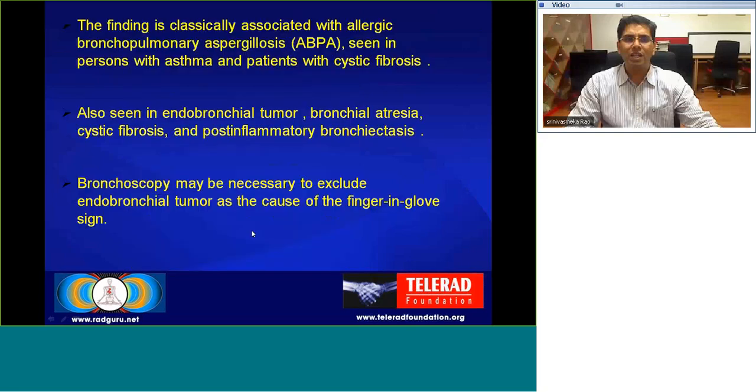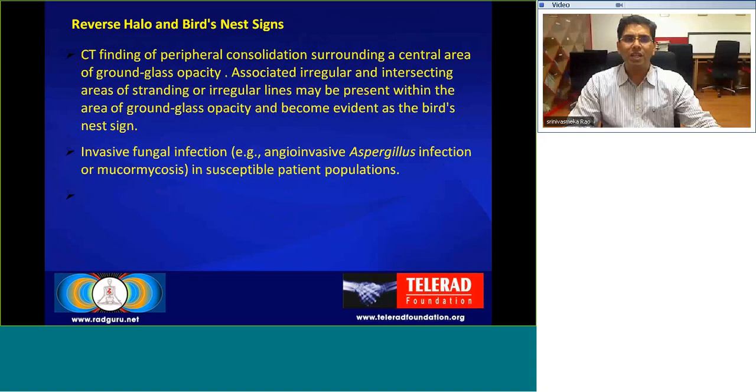This was once thought to be typical of allergic bronchopulmonary aspergillosis seen in patients with asthma or cystic fibrosis. However, a lot of other conditions can mimic this appearance, especially an endobronchial tumor, which will obstruct the bronchus and lead to accumulation of mucus, giving rise to this appearance. Even bronchial atresia or post-inflammatory bronchiectasis can give rise to this appearance. We need bronchoscopy to exclude endobronchial tumor as a cause of the finger in glove sign.